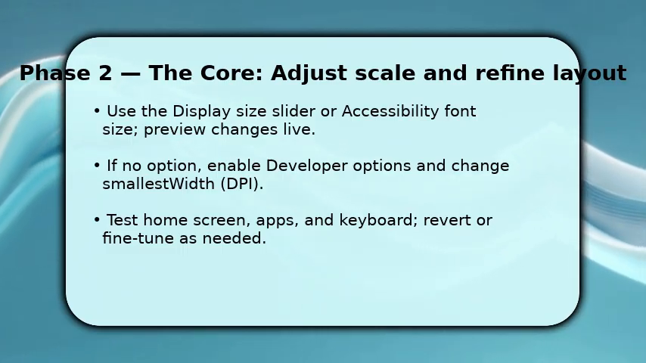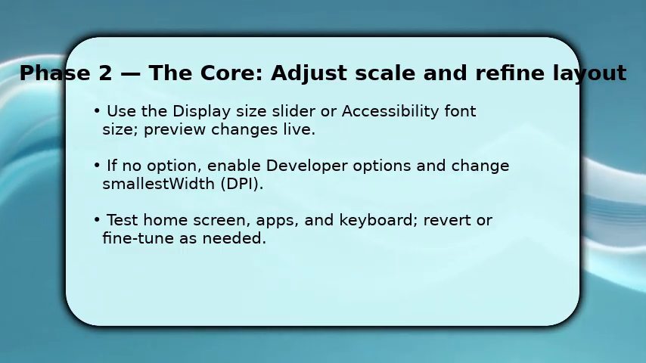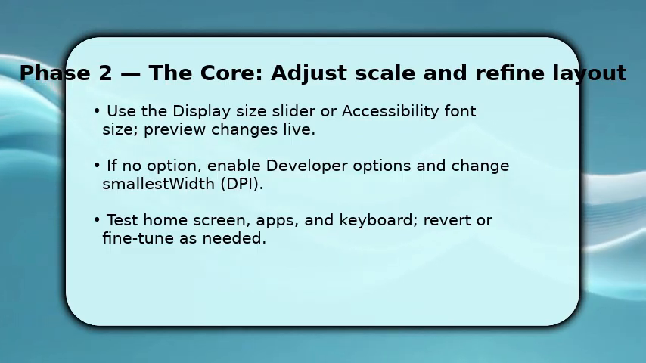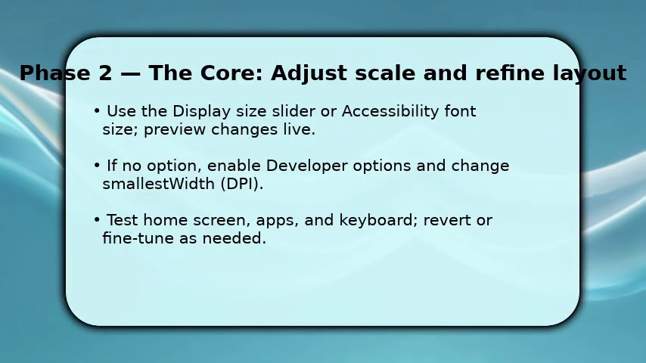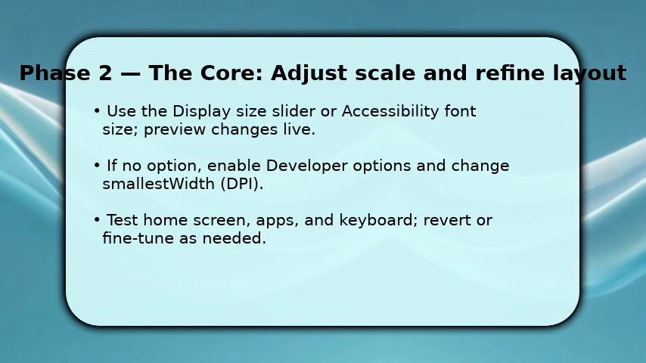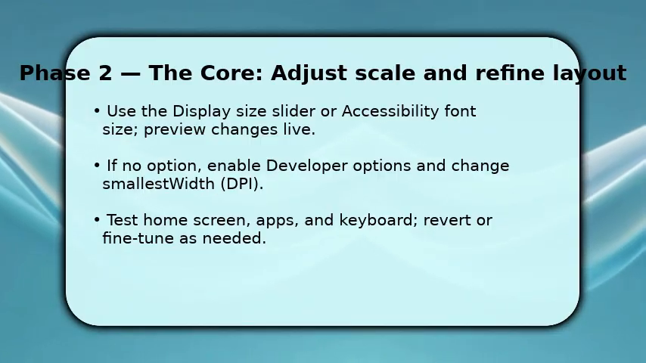Tap build number 7 times, then open developer options and adjust smallest width to change DPI, increase for smaller UI, decrease for larger items. After changing, test the home screen, apps, and keyboard to confirm layout and touch targets.